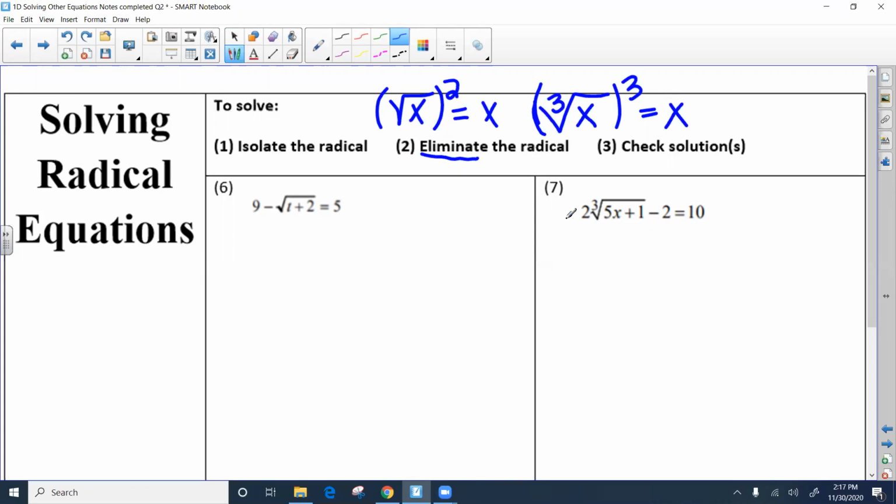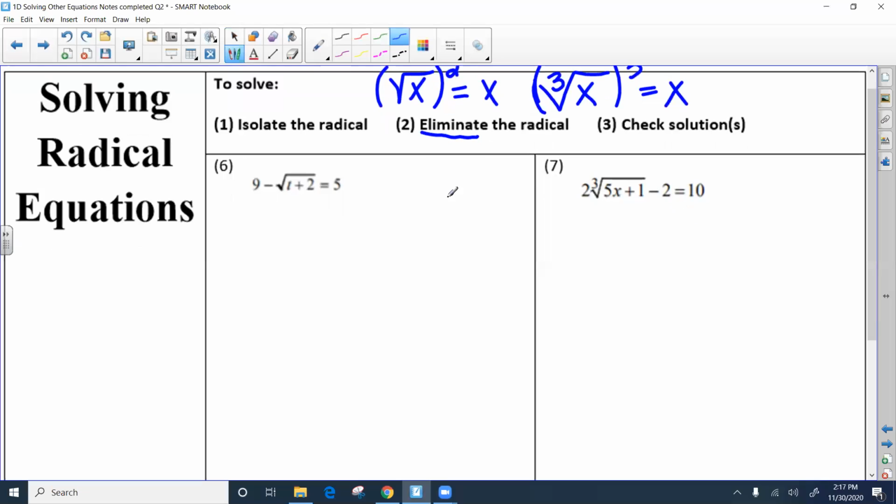Okay, so let's solve these equations here. Let's do these examples together. Number 6, here's the equation we have: 9 minus square root of t plus 2 equals 5. We're trying to solve for t. I see that this is a radical equation. It has a radical, so step 1 is to isolate the radical. I've got to get the radical part by itself.